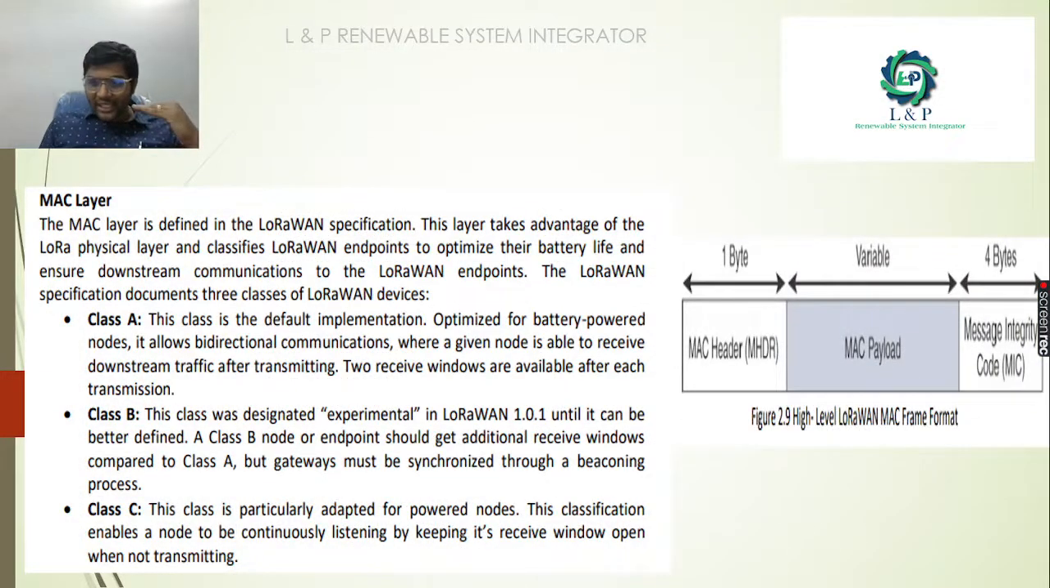If you get into the MAC layer of LoRaWAN, it has the MAC header, MAC payload, and MIC, that is the message integrity code. These devices we can classify into 3 classes: class A, class B, and class C. Class A is the default implementation, optimized for battery powered nodes, class B is specifically designed for experimental use, and class C is particularly meant for powered nodes.